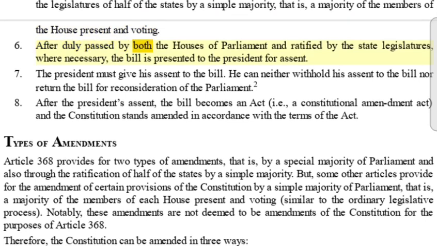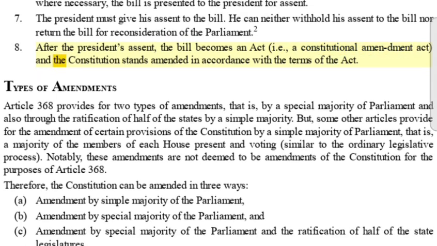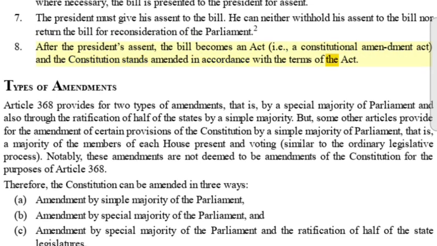5. After being duly passed by both the Houses of Parliament and ratified by the state legislatures, where necessary, the bill is presented to the President for assent. 6. The President must give his assent to the bill. He can neither withhold his assent to the bill nor return the bill for reconsideration of the Parliament. 7. After the President's assent, the bill becomes an act, i.e., a constitutional amendment act, and the Constitution stands amended in accordance with the terms of the act.